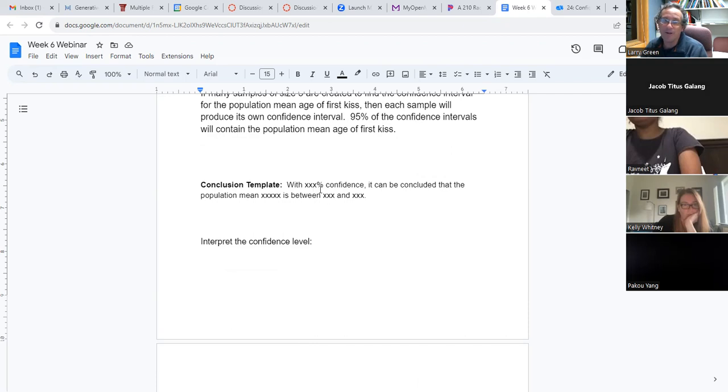So with however much confidence, it can be concluded the population mean, whatever you want to talk about, is between whatever the low number is and whatever the high number is. So that will help you in interpreting, having this template. So you just fill in the X's. Okay, but please do not put a bunch of X's in your interpretation. Make sure you change the X's to what it's about.